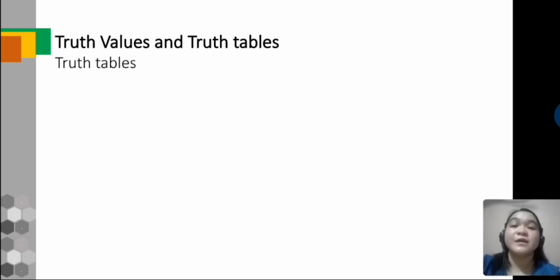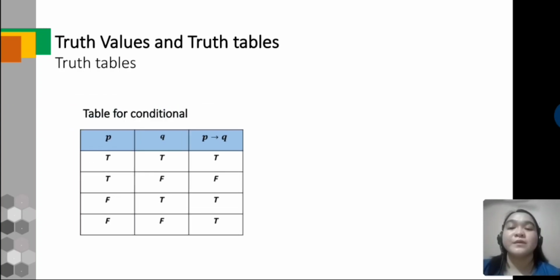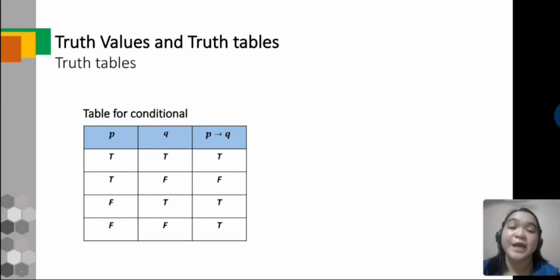Next, we have the table for conditional. Our P here is the hypothesis and our Q is the conclusion. Our P implies Q. So if P is true and Q is true, P implies Q is true.